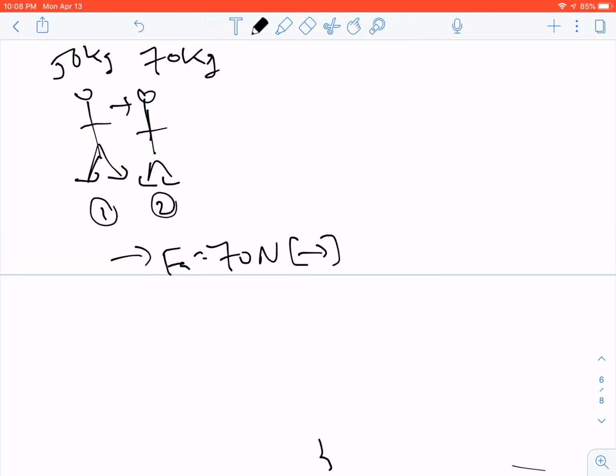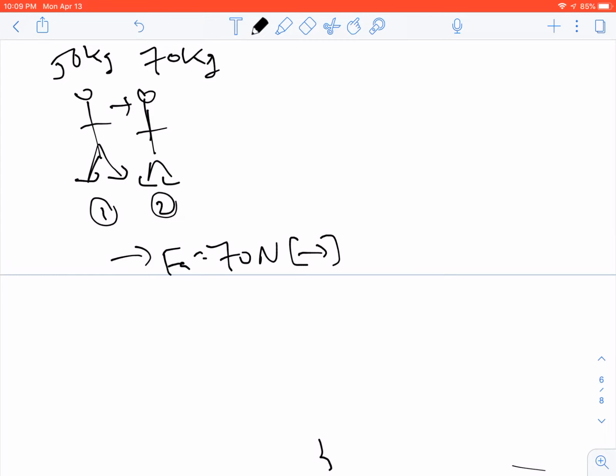And the question is, state the action and reaction forces, draw the free body diagram for each skater, describe what will happen to each skater, and calculate the acceleration of each skater. So, we know that if person one pushes on person two, as I'm pushing on that person, I'm actually getting pushed back if I'm person number one. As much as person number two is experiencing a 70 newton force, person one is experiencing a 70 newton force.